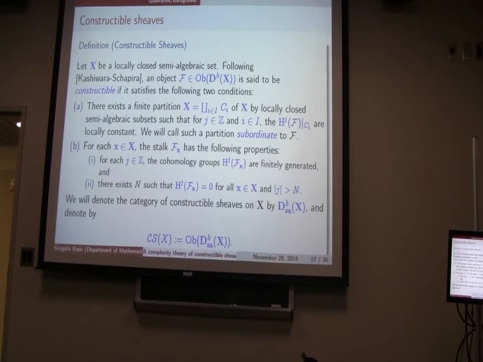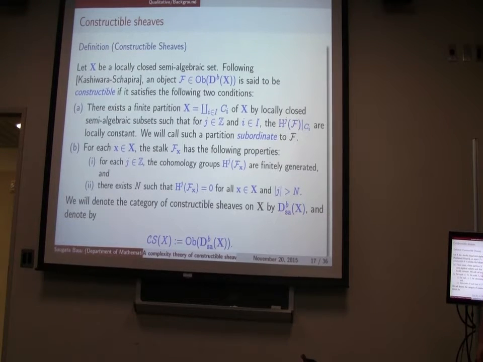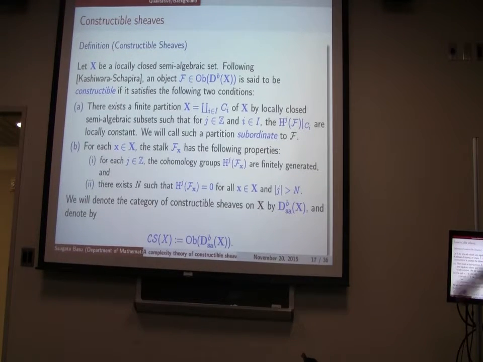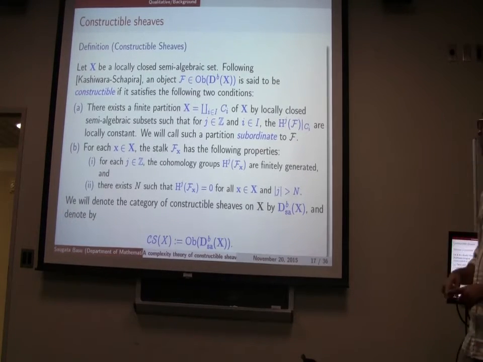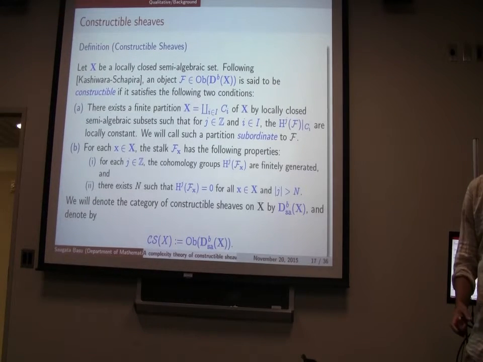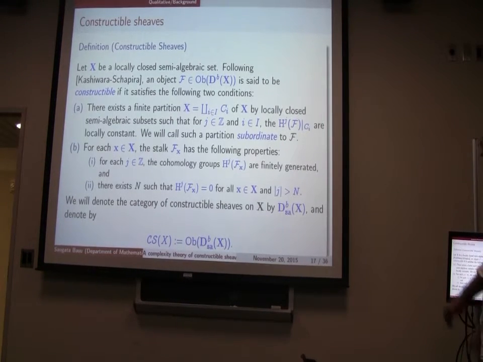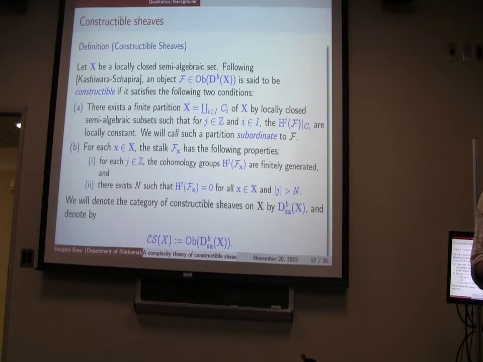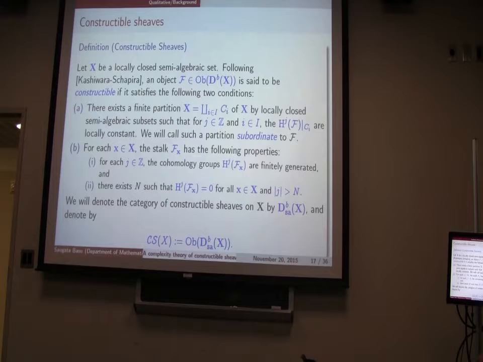When you say locally constant, is that the same as saying that locally all the stalks are the same? Well, what do you mean by the same? So this is a sheaf. To say a sheaf is locally constant means that there exists an open cover such that restricted to each piece of the cover it is a constant sheaf. So that would imply as a consequence that the stalks are isomorphic. No, no, the homology of the stalks. Oh, I see what you mean.